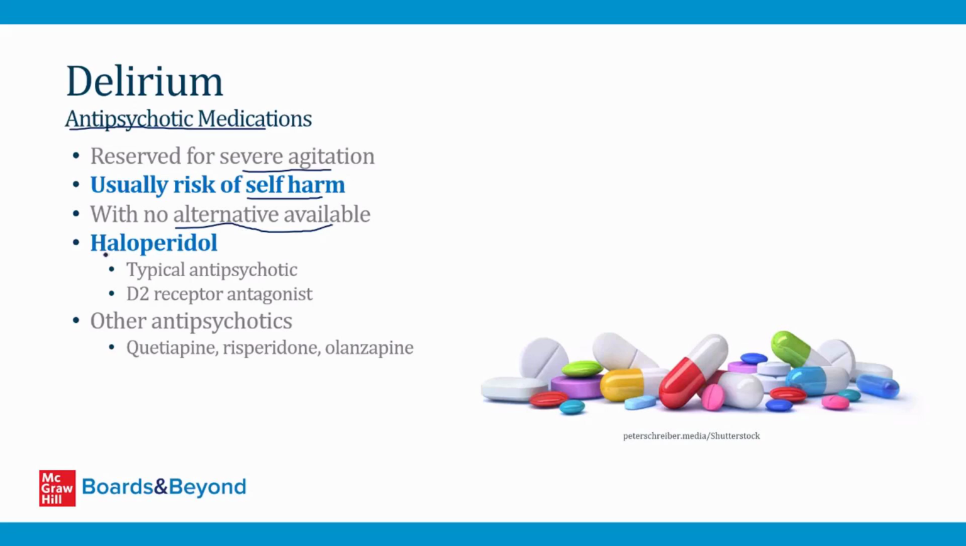The drug that's usually used is haloperidol. It's a typical antipsychotic. It's a dopamine receptor antagonist. I talk about it in detail in videos in the psychiatry section. Sometimes other antipsychotic drugs are used, like these three that I've listed here. But the most important thing to remember is that these drugs are a last resort and usually only when there's a risk of harm to the patient or staff.